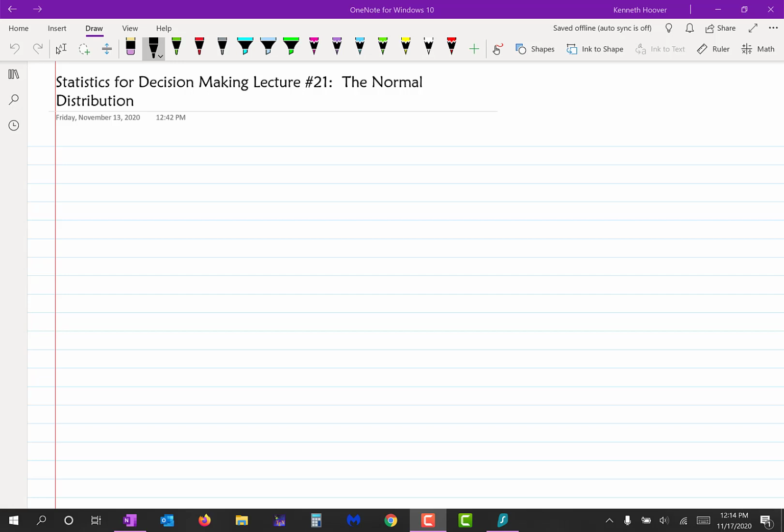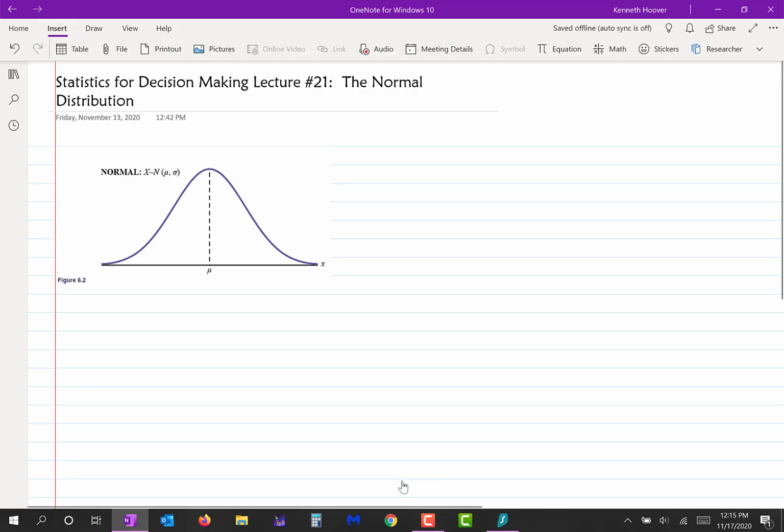Okay, today we're going to talk about the normal distribution. Suppose that our continuous random variable is x. And what if I told you that x has a normal distribution? Let me show you a picture of what that will look like. Okay, that's what a normal distribution looks like.